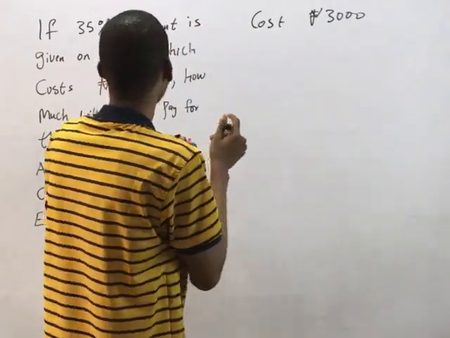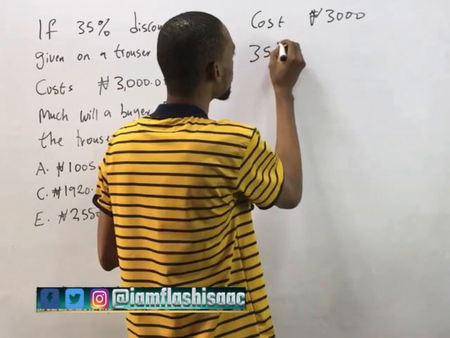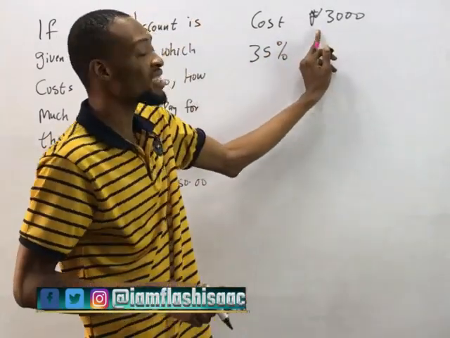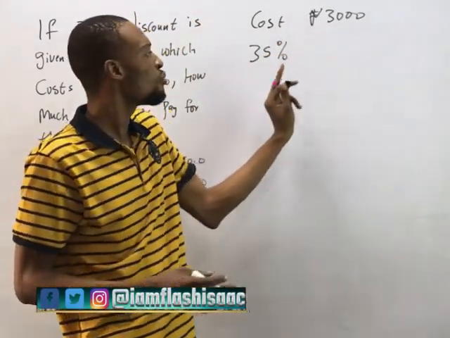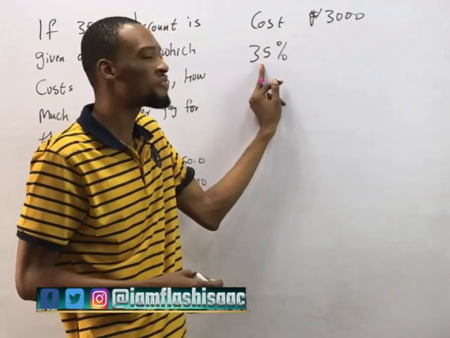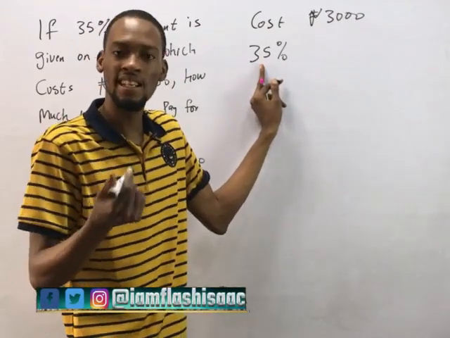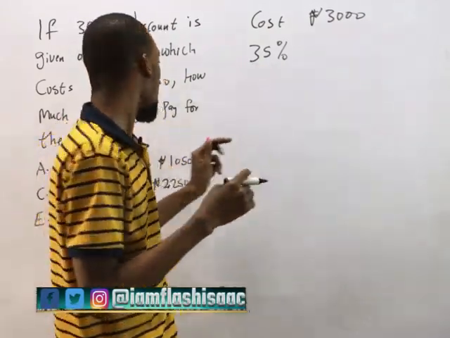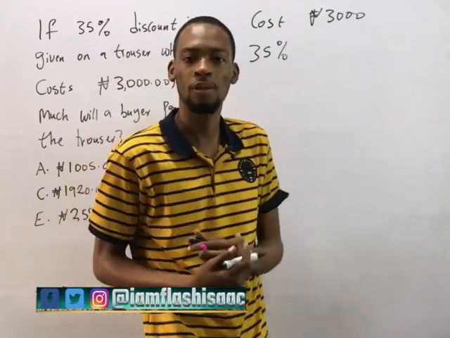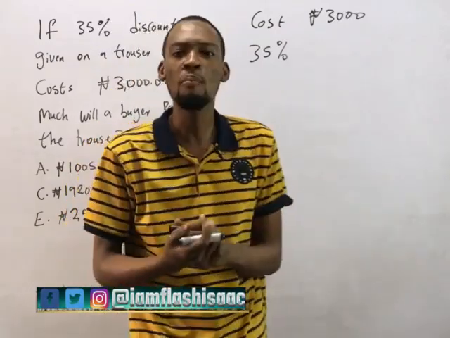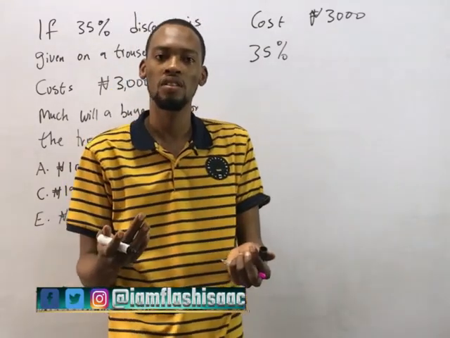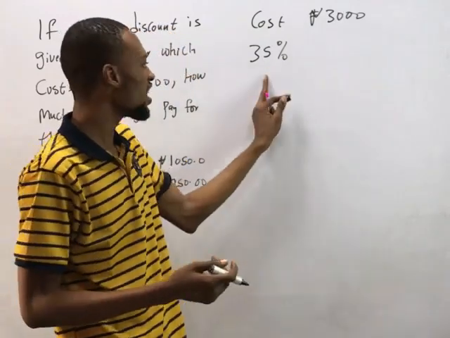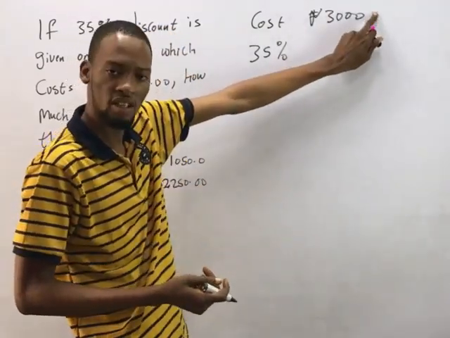Now 35% discount is given. This means the original cost is 3,000 naira, but the buyer is buying it for 35% less than the original price. So how much will the buyer now pay? Now let's see how much he removed. They said the amount he removed is 35% of 3,000.